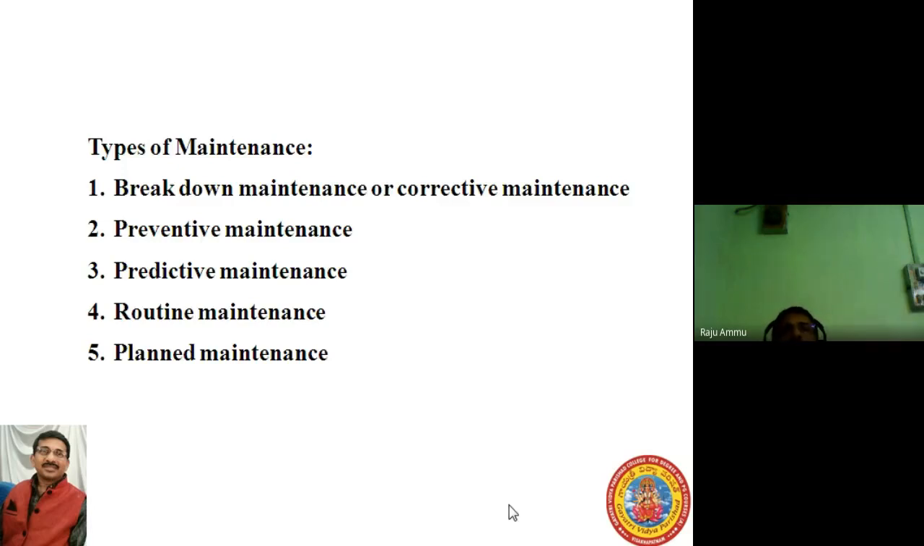Right, I hope you understood what a breakdown is. Now let us move on to the next one, friends. That is preventive maintenance. Now, what can you understand here? Preventive, in the sense, before happening, you are preventing it from occurring. That is, you are preventing the breakdown from occurring. That is what I mean.